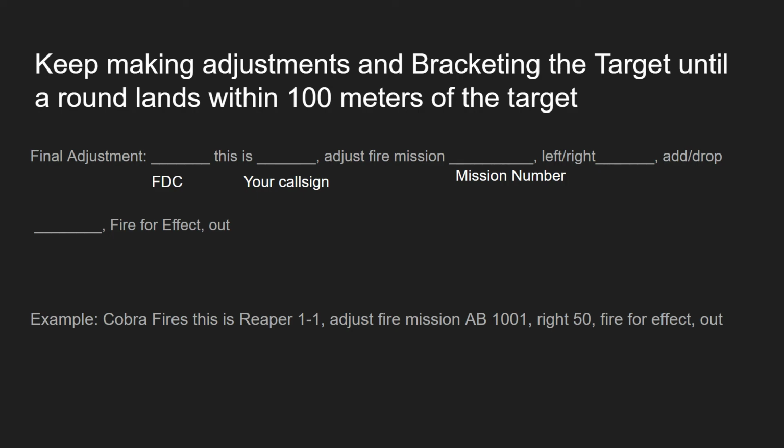For example, if the latest round impacted 80 meters left of the target, then we would say, "Cobra Fires, this is Reaper 1-1, adjust fire mission Alpha Bravo 1001. Right 50, fire for effect, out."